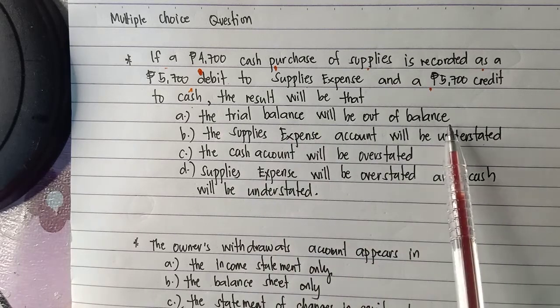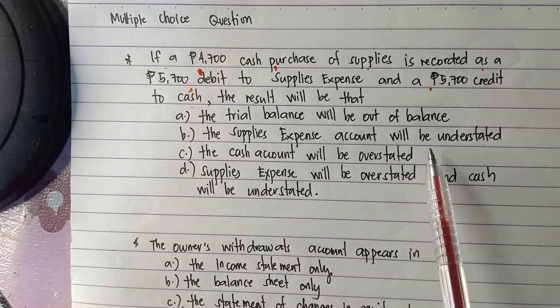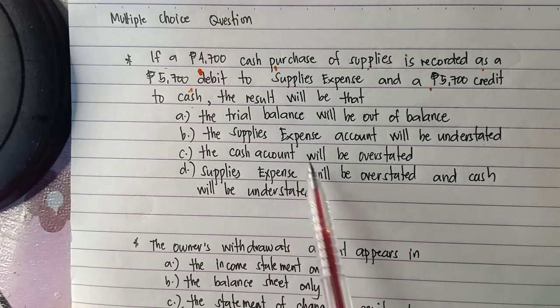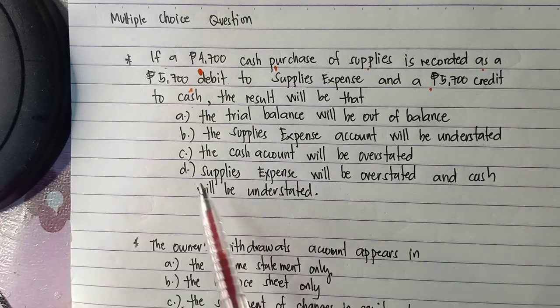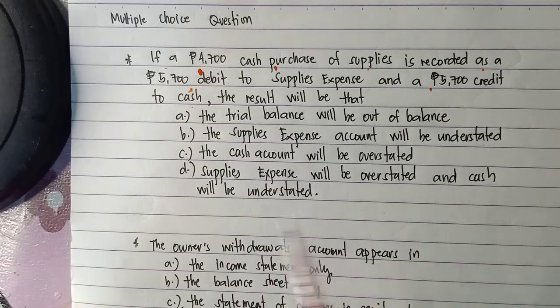will be out of balance. Letter B, the supplies expense account will be understated. Letter C, the cash account will be overstated. And letter D, supplies expense will be overstated and cash will be understated.